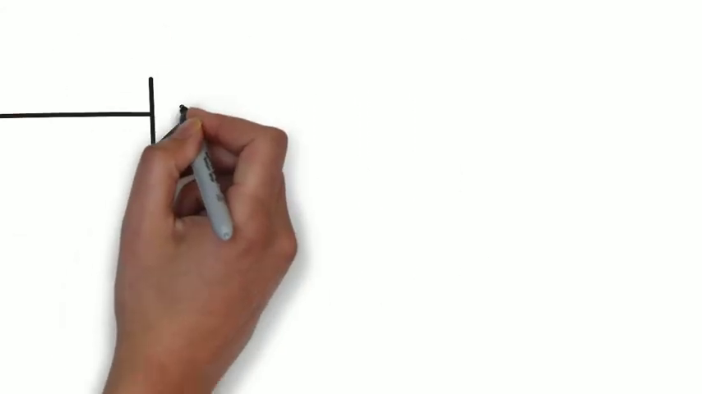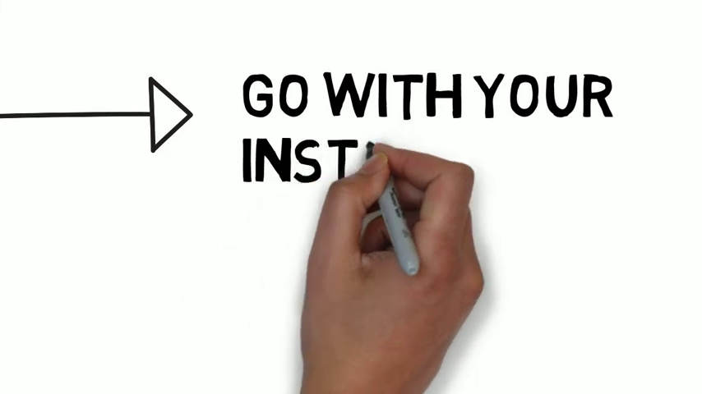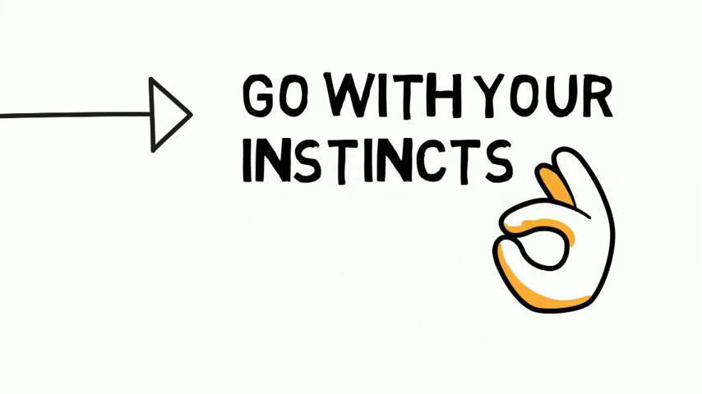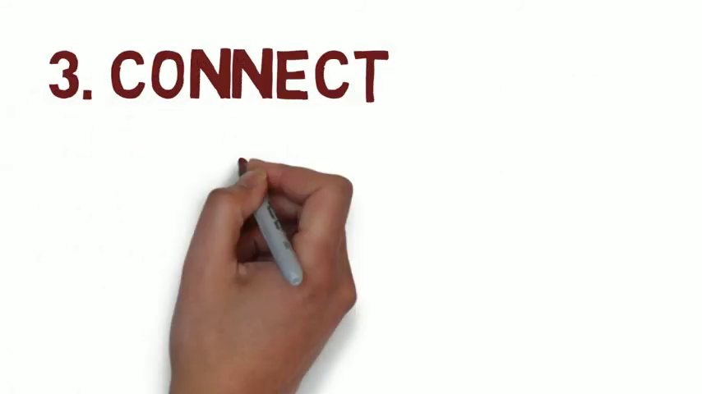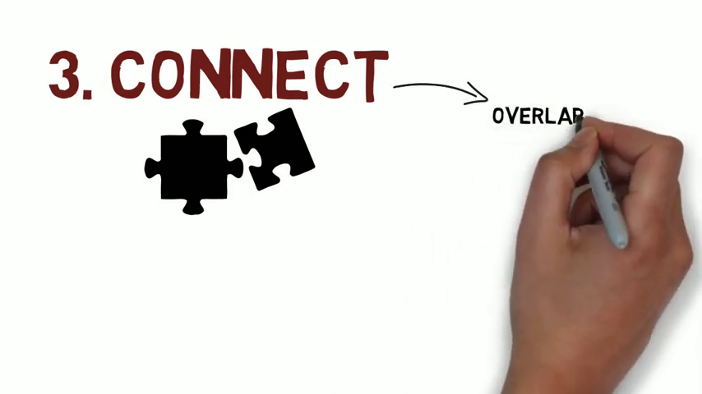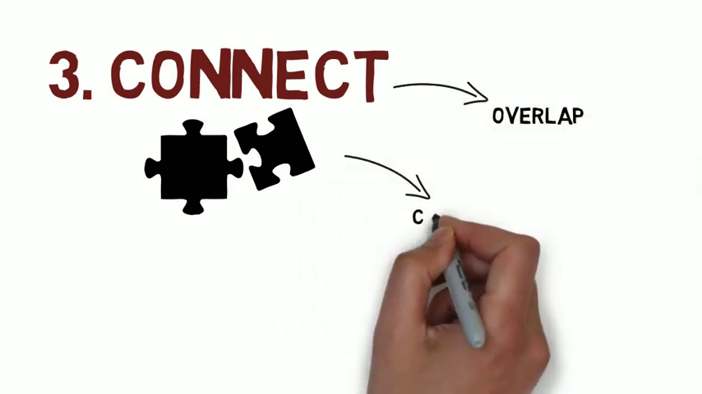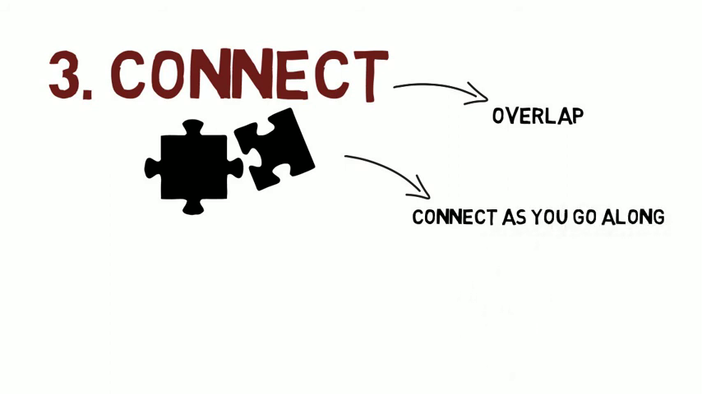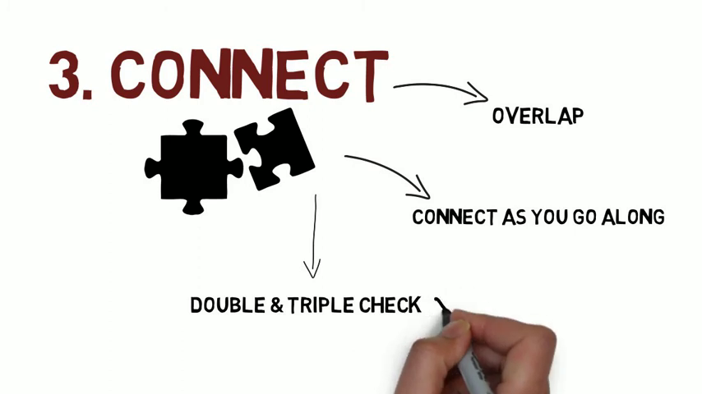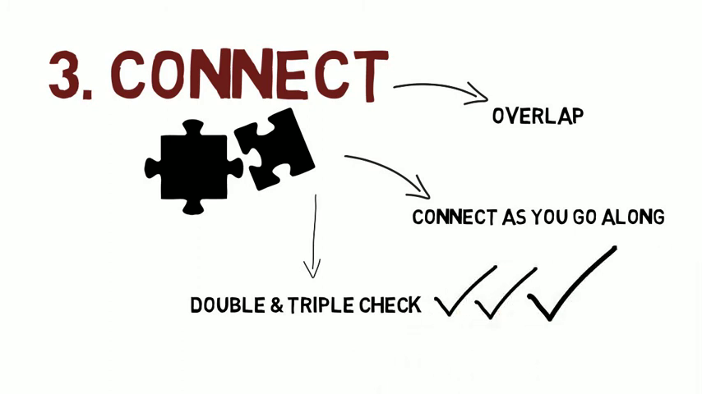Number 6, go with your instincts. The more you design, the better you will get at knowing what looks right and what doesn't. The last rule of designing papercuts is to make sure everything is connected by overlapping the parts of the design. It's always best to connect the elements of the design as you go along, and double and triple check the design before you get ready to cut it.